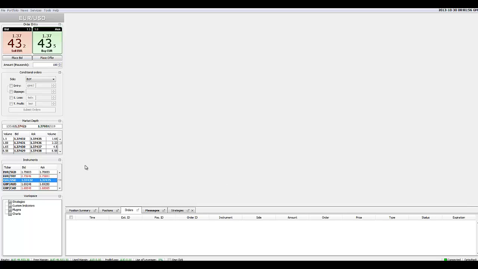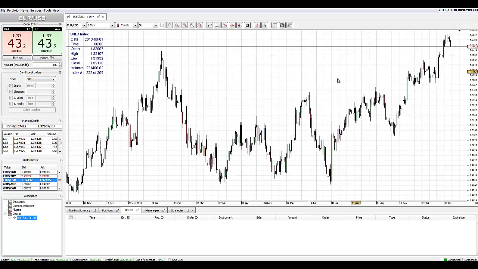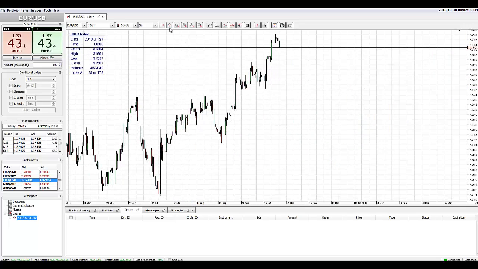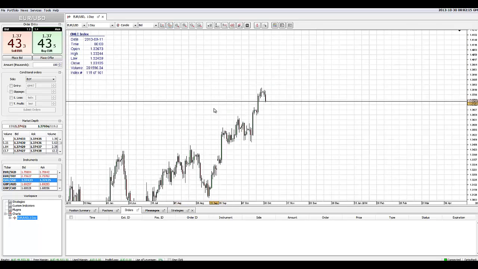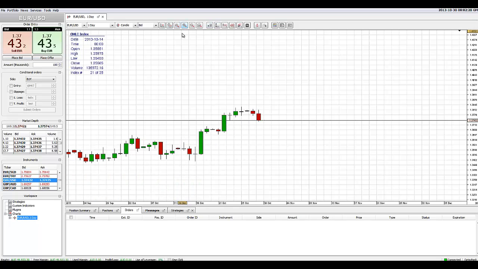Let's firstly bring up a chart. We'll go down to the instrument section here on the left hand side of the screen, right click on Euro Dollar, and open the chart, which brings up a tick chart. Let's change that to a daily time frame and bring the price action into the center screen. We'll unlock the chart and then drag the price to the center, and let's enlarge it to see better.